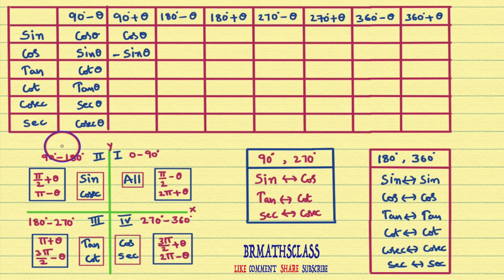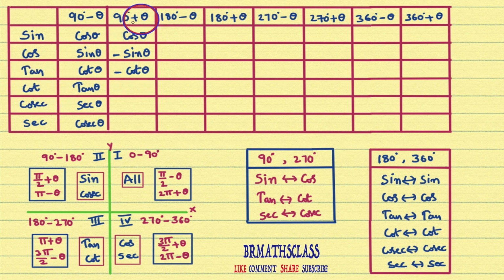I hope you are understanding. Now, tan(90 degrees + theta). As you saw, when 90 degrees is there, tan changes to cot, and cot changes to tan. Here tan is there, so tan changes to cot theta. Pi by 2 plus theta, which quadrant? It is the second quadrant. In the second quadrant, what is tan? Tan is negative. So tan(pi by 2 + theta) is minus cot theta.